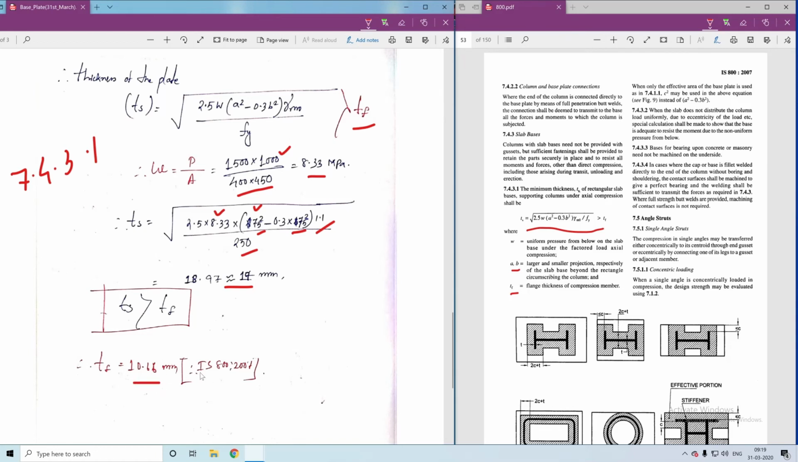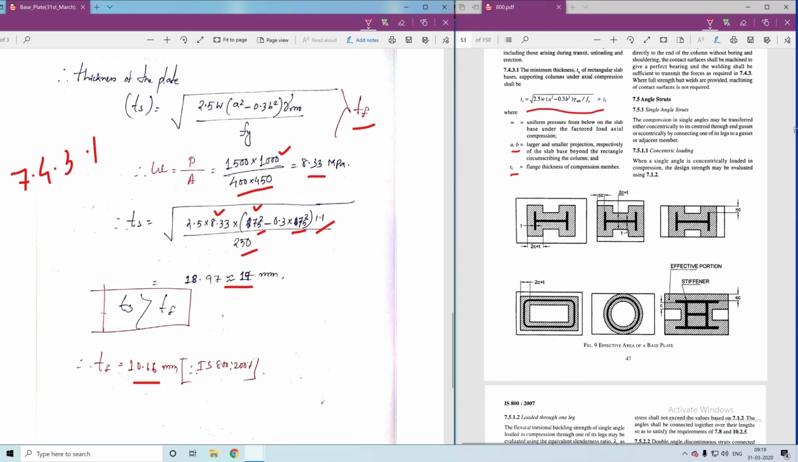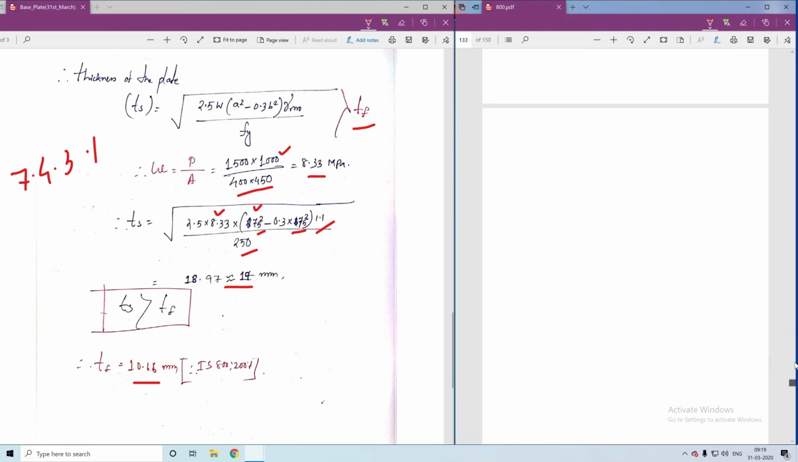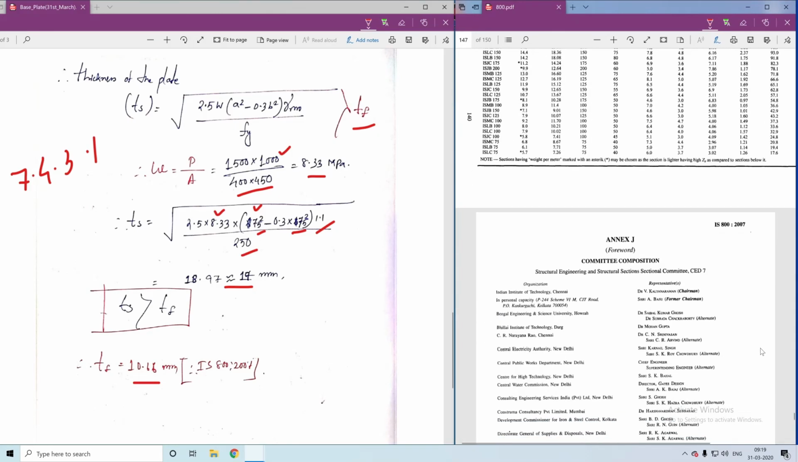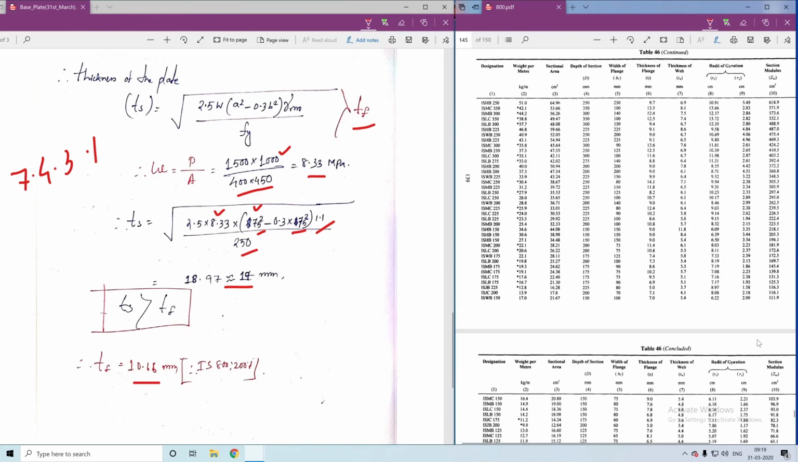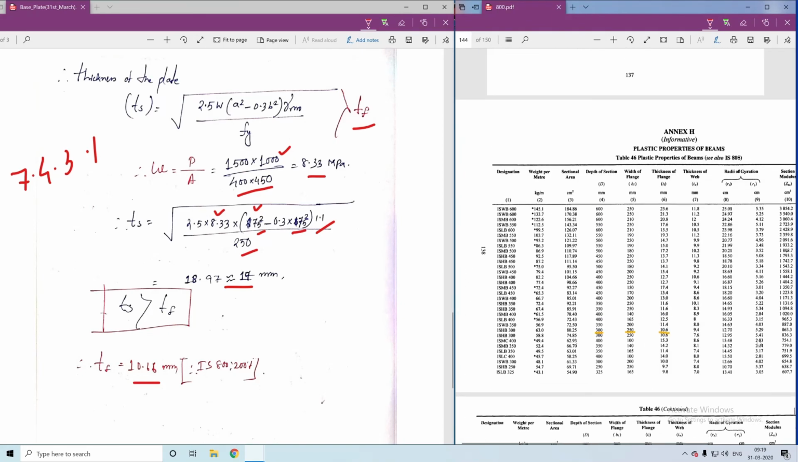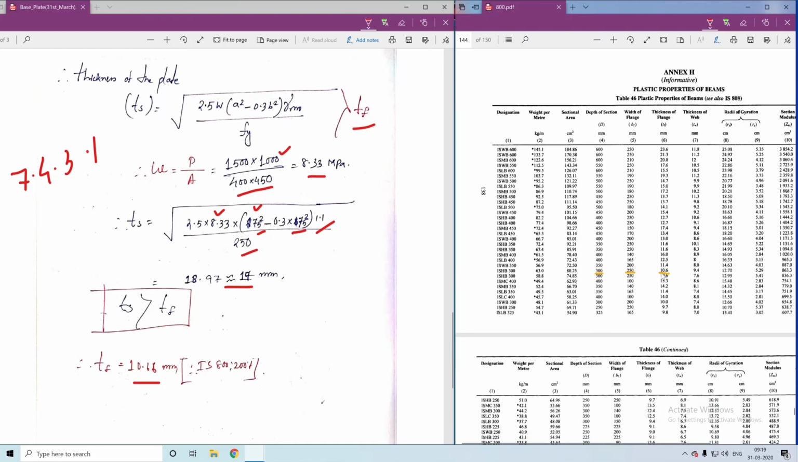Now how can you get this? As per IS 800 2007, you can see Table 46. Yeah, look, you can see this is 10.6, the thickness of the flange. This is for ISHB 300. You can also get the value in the steel table, SP6.